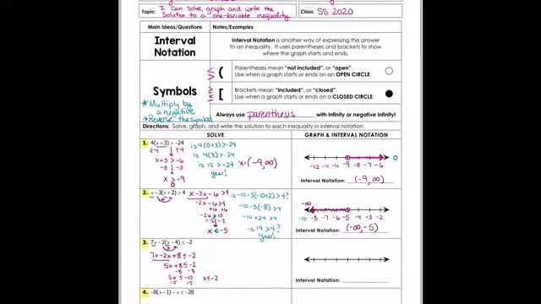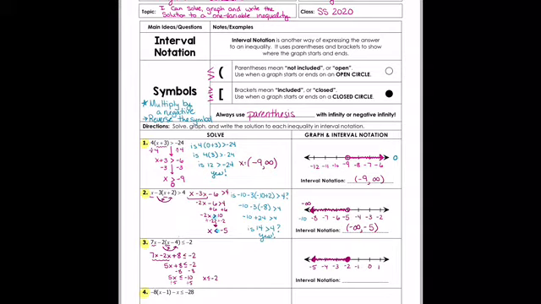So negative 2 is going to be our center point. Count up to the right, count down to the left, and that's where we're going to draw our circle. Now, because we have that equals to bar underneath our symbol, we're going to color in our dot and make it a closed dot. That's our indication that we're going to be equal to that point. And then since x is less than, we're going to shade to the left.